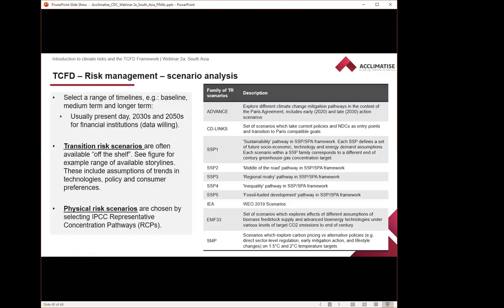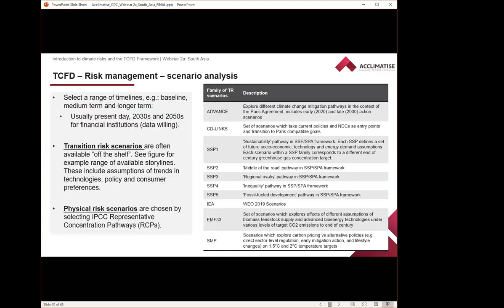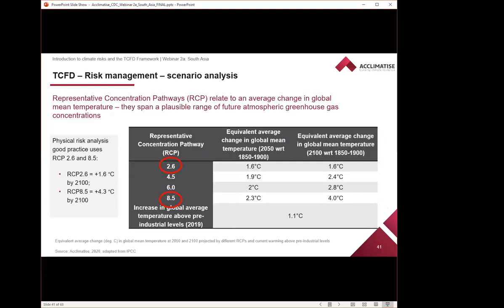The next 2 slides talk through some other differences, and essentially I will skip over these, but when you're going through the slide deck, you can engage with them a bit more. The point is that if you go back 1 slide, sorry, Maya, transition risk scenarios are often available off the shelf. They're constructed narratives that you can use, and they're a lot more developed than physical risk scenarios. Physical risk scenarios are essentially what we have right now to work with are IPCC representative concentration pathways, which is the next slide. And so when you're selecting them, there will be less developed narratives around the physical risk, but you can still select these scenarios.